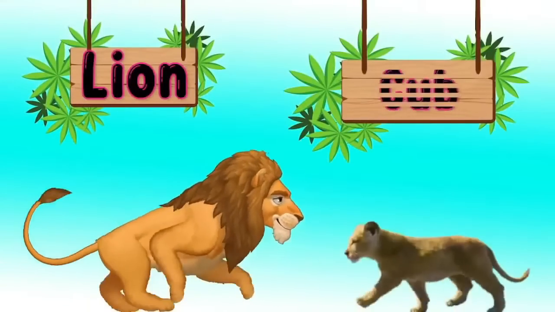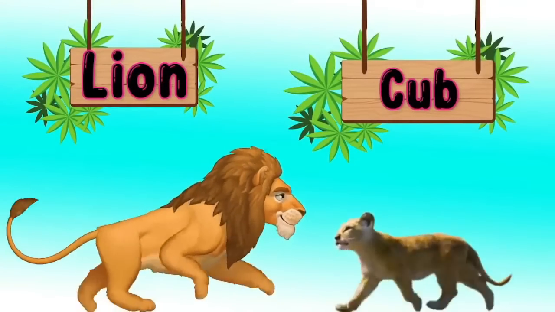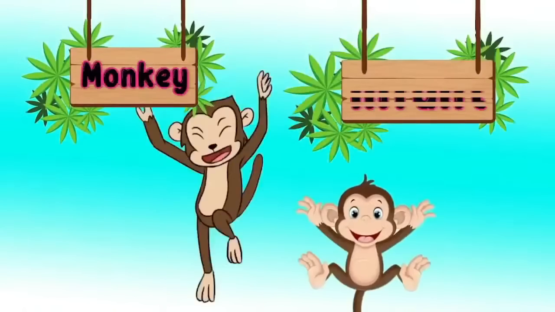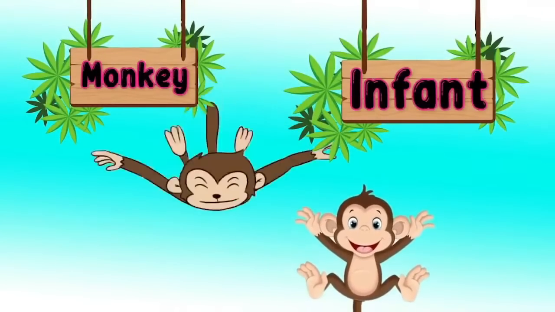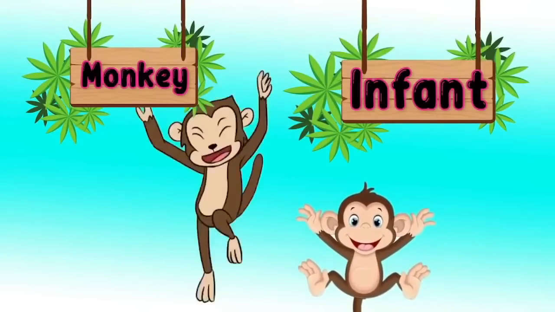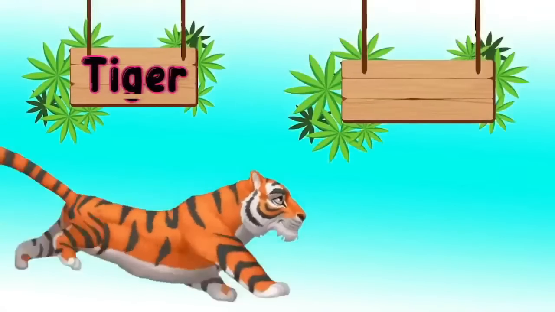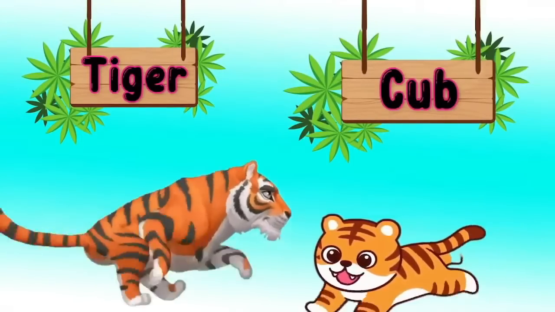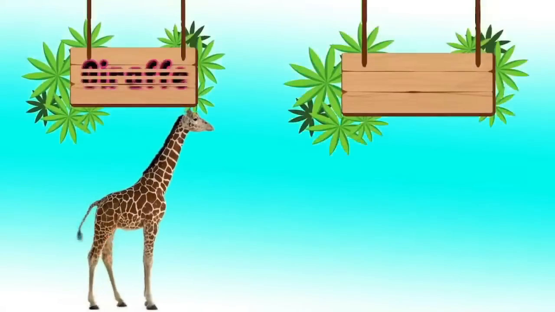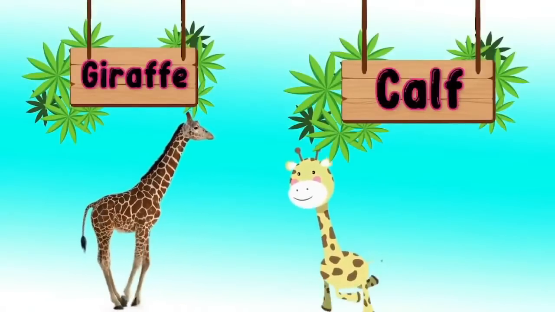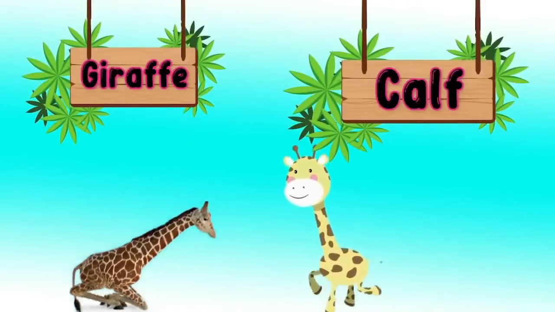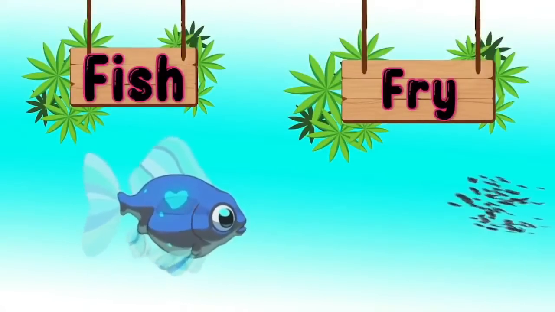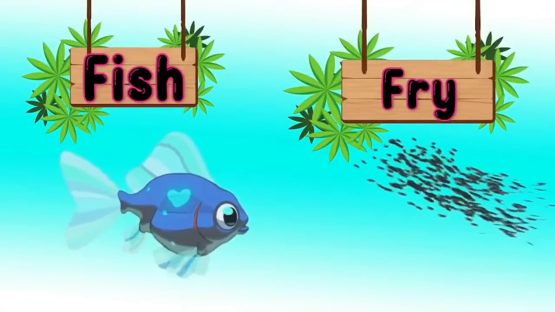Lion, cub. Lion young one is cub. Monkey, infant. Monkey young one is infant. Tiger, cub. Tiger young one is cub. Giraffe, calf. Giraffe young one is calf. Fish, fry. Fish young one is fry.